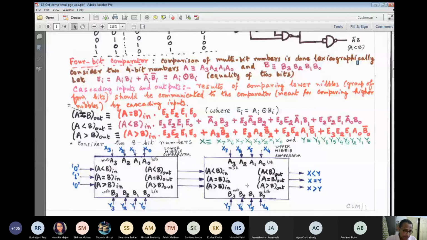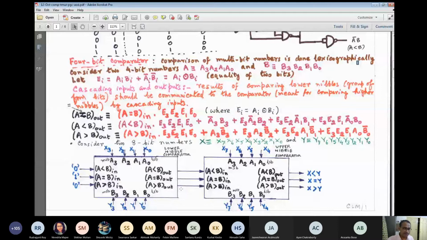Now I want to make a tweak in the problem. Dear students, give me one comparator, but now the communication will be from the upper nibble side to the lower nibble side. So just a slight change will be there in the design equation, nothing much. But I ask you to think over whether you require external gates or not. And you will find that the design will not be this regular.